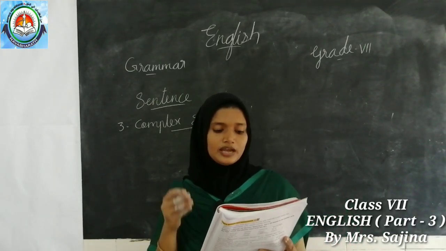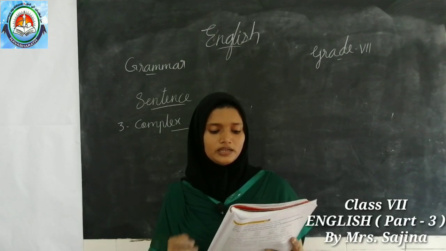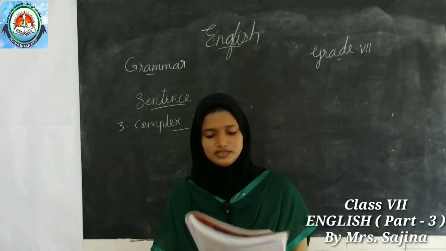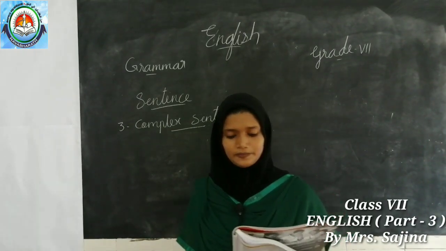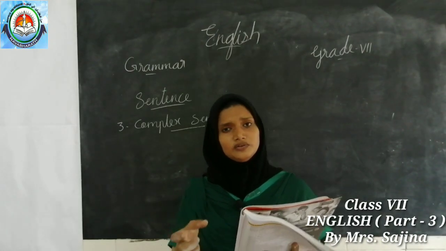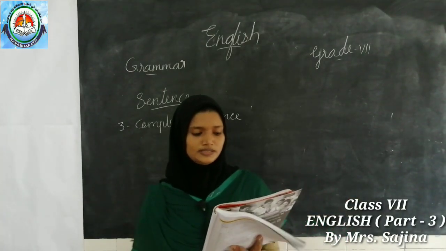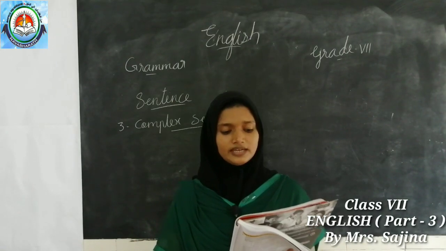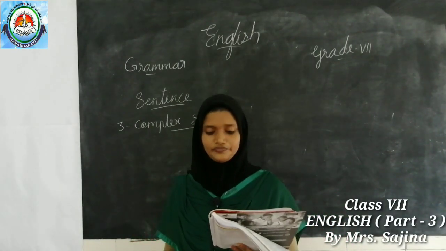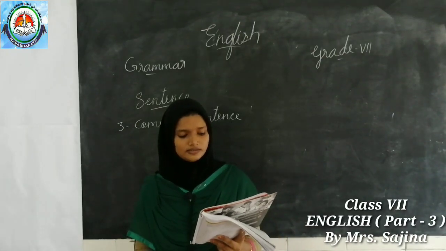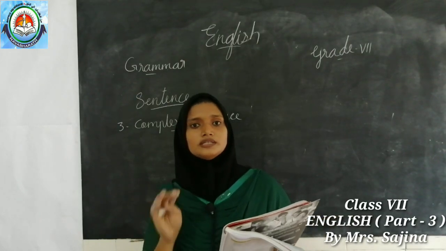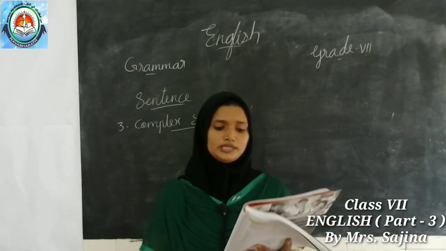First one, Anjali and Renu had a long chat with Lotika. Which sentence is this? That is a simple sentence. We can see only one verb, only one main clause. Then second one, we sang and danced at Ellie's birthday party. Which sentence is this? Sang and danced. Two verbs are there, two main clauses are there. So, that is a compound sentence.